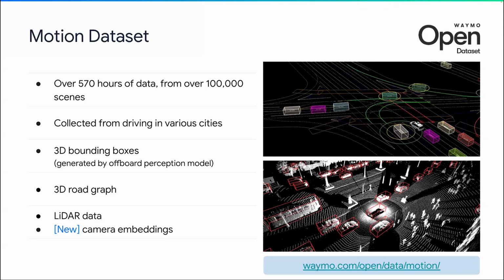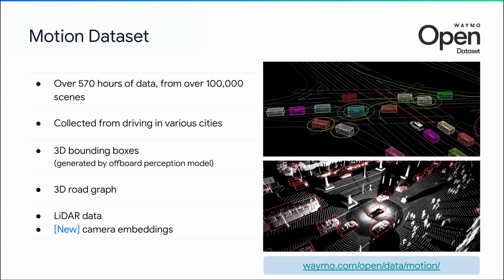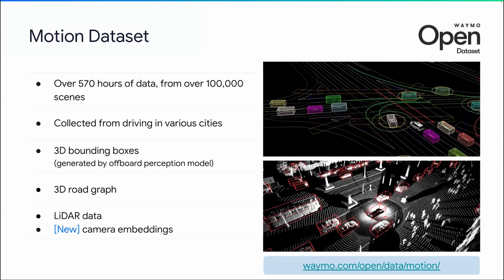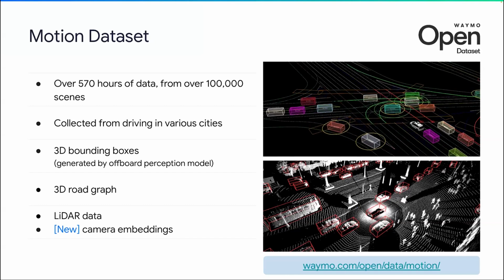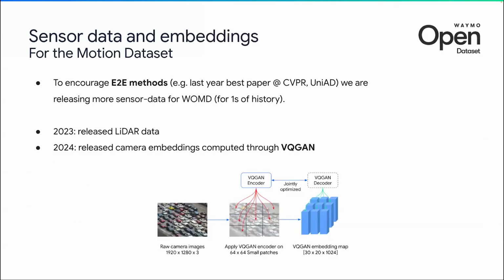And the map data, the 3D map data. But last year we did release LiDAR data for the motion data set, and this year we are releasing camera embeddings. I'll go a little bit more into the details of that because I think it's really important.